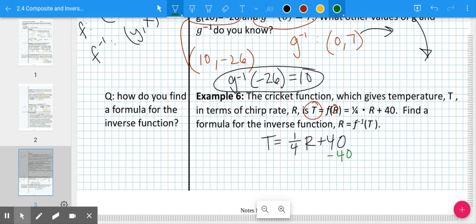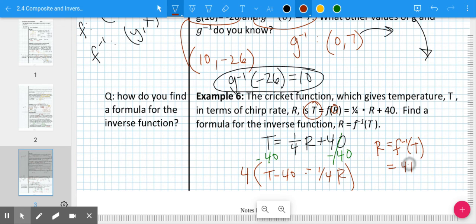That is all. We subtract 40 on both sides. We multiply everything by 4. And then we're going to get our answer. Multiply everything by 4, and we will get r, which is the inverse function of t. And it's going to give us 4t minus 160. Or you could leave that 4 factored out. Either way you write that would be just fine with me.